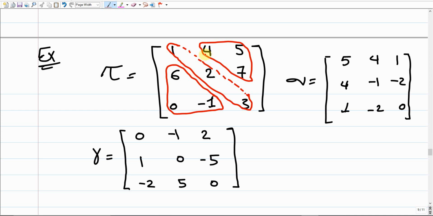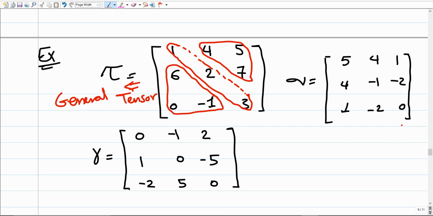Like here we do have 4, but here we do have 6. Here we do have 5, we do have here 0.7, -1. So these components are not identical. So it means that this should be a general tensor.